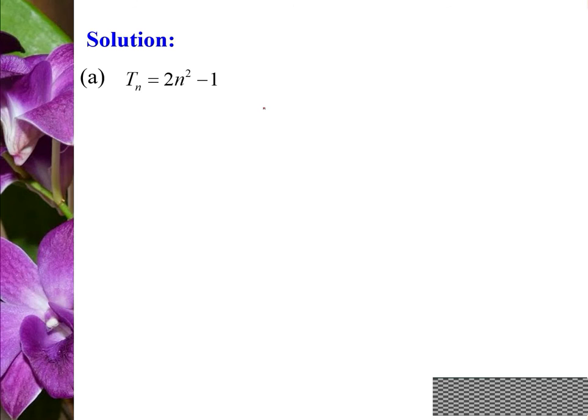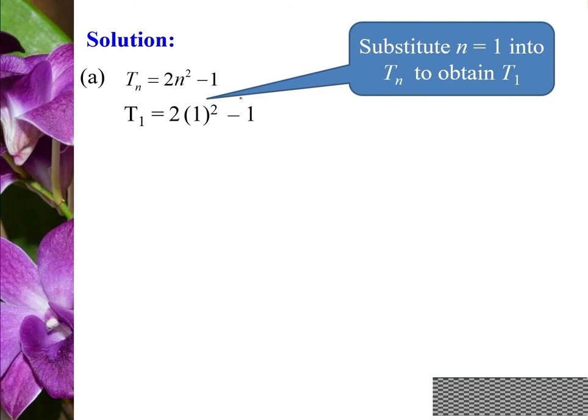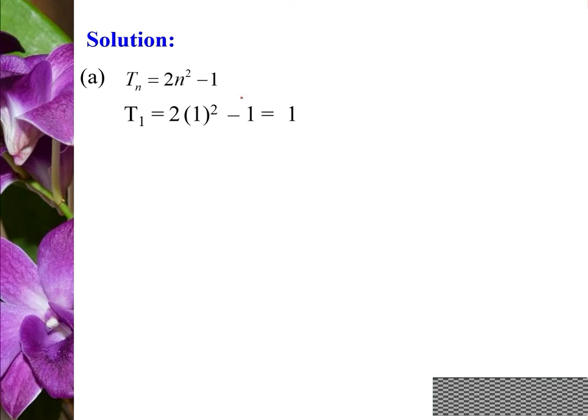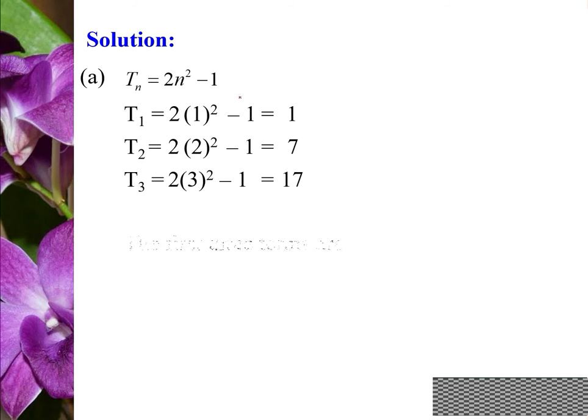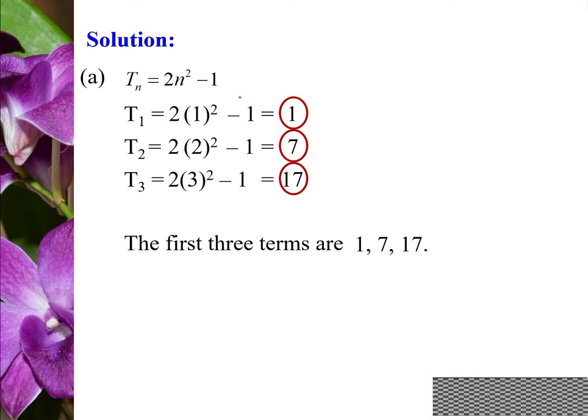Okay, so Tn equals 2n squared minus 1. To find the first term, just substitute in n to be 1. Like this. So 2 times 1 minus 1 is 1. The second term means we want to find T2. So we just substitute in 2 into n. And what you get is 7. Next term, you just do the same thing, just substitute in 3 into n. And you get 17. So don't forget to write your conclusion. The first 3 terms are 1, 7, and 17.